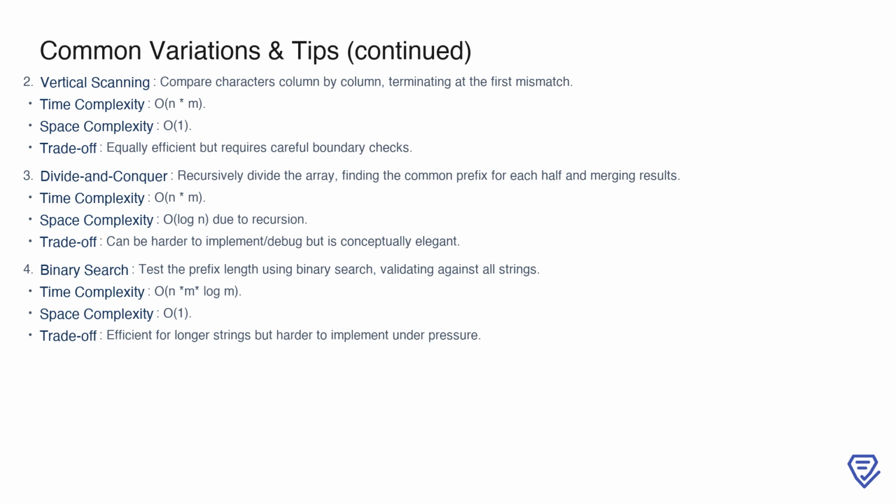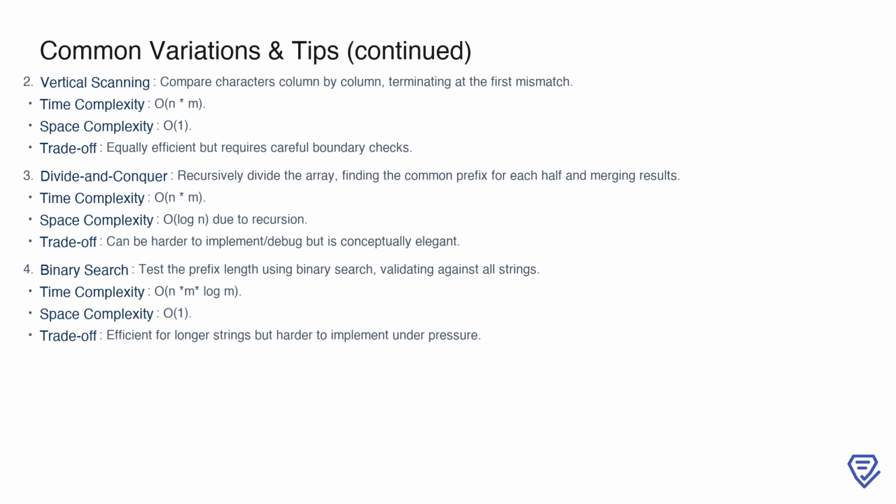Another approach to solving the problem is vertical scanning, which involves comparing characters column by column across all strings. This method stops as soon as a mismatch is encountered, making it efficient for identifying early exits. Its time complexity is n*m, and it uses one additional space, but you'll need to handle boundary conditions carefully.